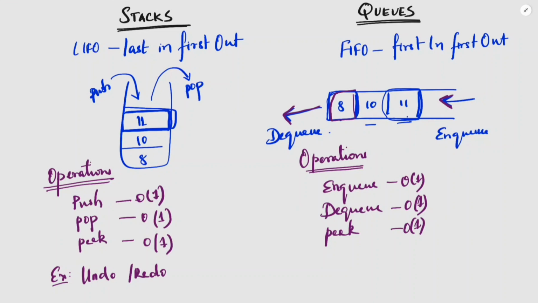In case of queues, the best example would be your processor processing the tasks. Your CPU processor will be storing the list of tasks in a queue manner. So whichever task enters first will be handled first, and it will be rotating it in the round robin manner. So your processor processing the tasks is an example for queues.